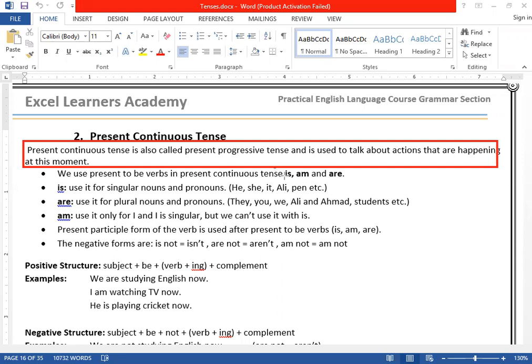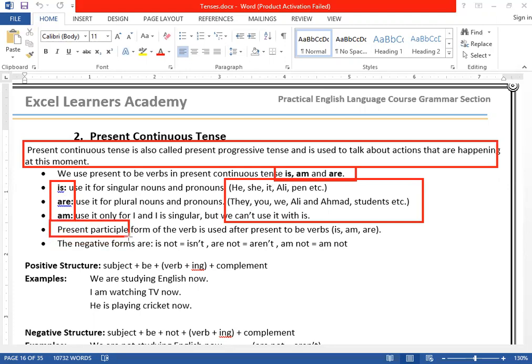There are three present to-be verbs we use in present continuous tense: am, is, are. Singular subjects take is, plural subjects take are, and with the subject I only, we use am. I have clearly explained all these three, clear, about when to use them. You can have a look, and if you don't understand, you can check it out. And after is, am, are, we use which form of the verb? Present participle form of the verb, correct?